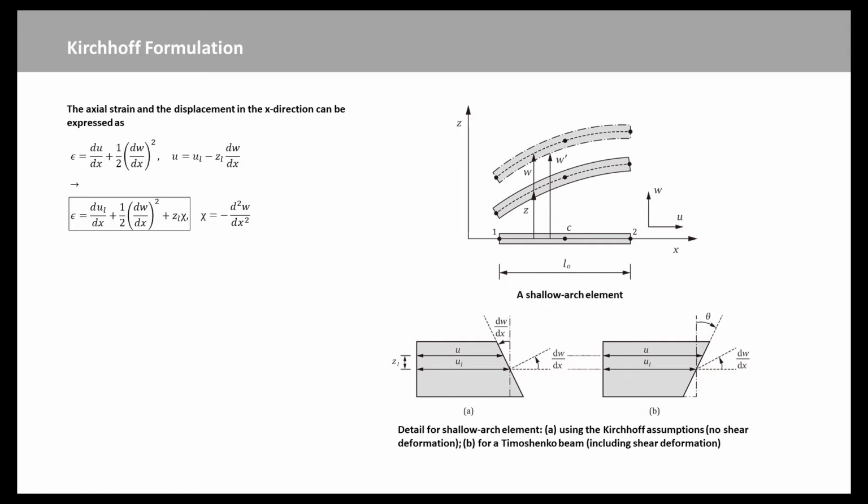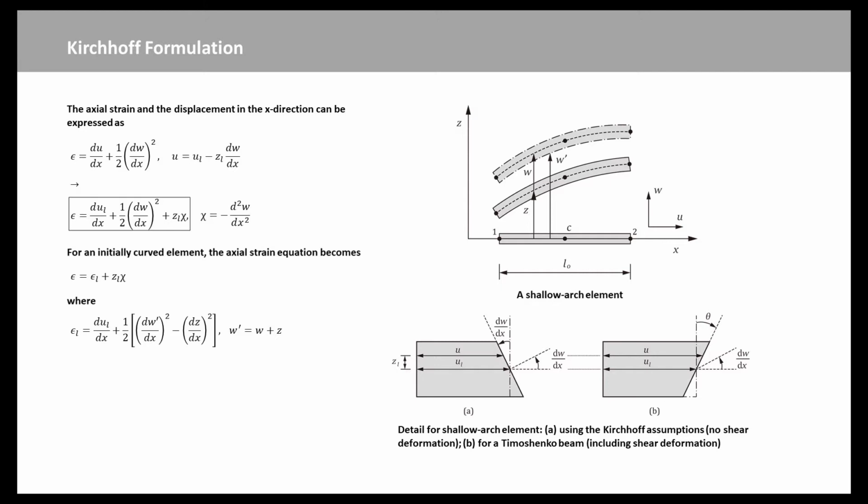Combining these two equations, we have a new expression and a curvature chi. For an initially curved element, the new expression must be modified as epsilon equal to epsilon L plus ZL times chi, with the membrane strain and the w dash. Then the virtual strain follows in a straightforward manner as delta epsilon equal to delta epsilon L plus ZL times delta chi. As in truss elements, the internal virtual work involves only the axial stress and the axial strain.